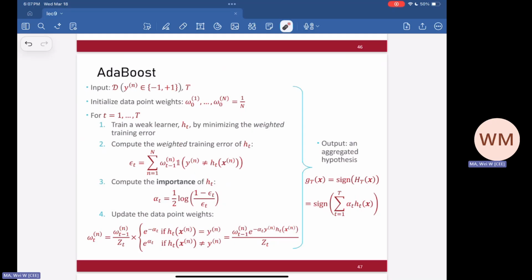Eventually, you just aggregate based on this alpha. Alpha is some importance, and the importance is based on your error rate. If your performance is good, then I trust you more, something like that.